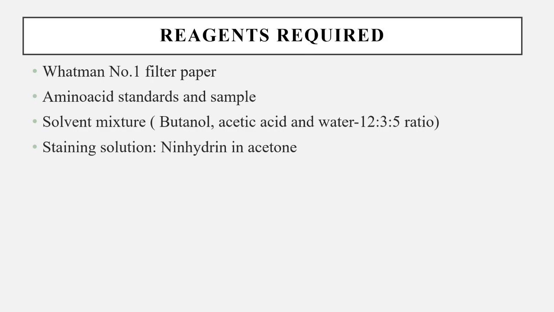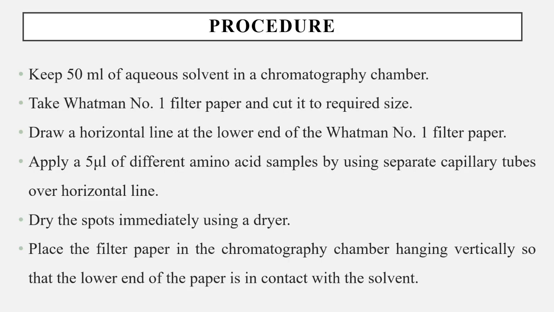Next, solvent mixture. Here this is the mobile phase: butanol, acetic acid, water. So we will mix in the ratio of 12 parts butanol, 3 parts acetic acid and 5 parts water. And the staining solution for amino acids is ninhydrin, which is dissolved in acetone.